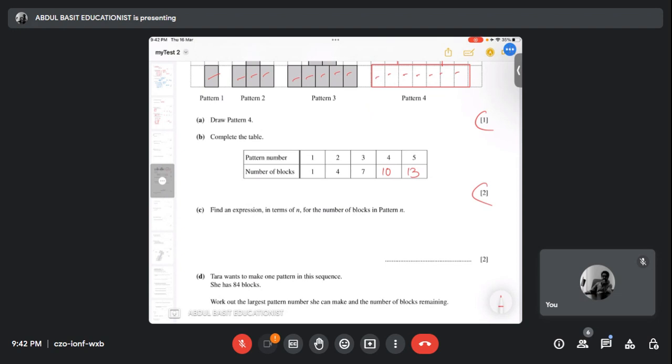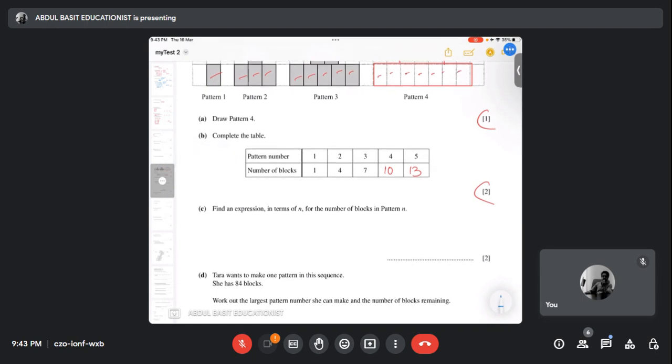So what is the sequence of the number of blocks, Ridha, beta? Tell me this. The sequence of the number of blocks. Say it quickly. Hurry up. Plus 3. No Ridha, do you see this sequence? Yes sir. This is for the number of blocks. It says find an expression in terms of n, meaning we have to find the nth term of this. So it is plus 3. So this means it is arithmetic.